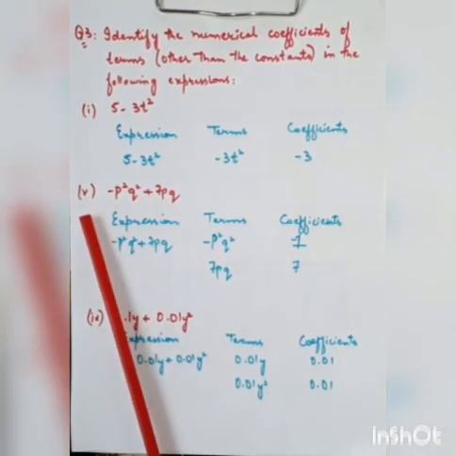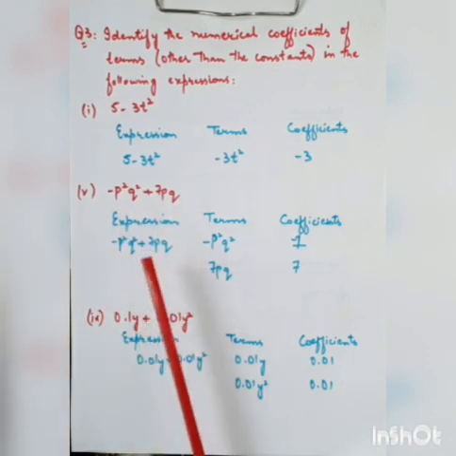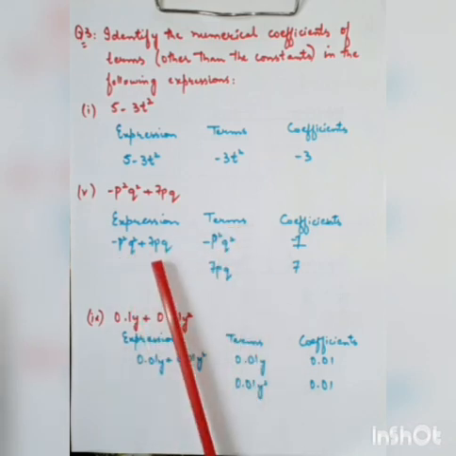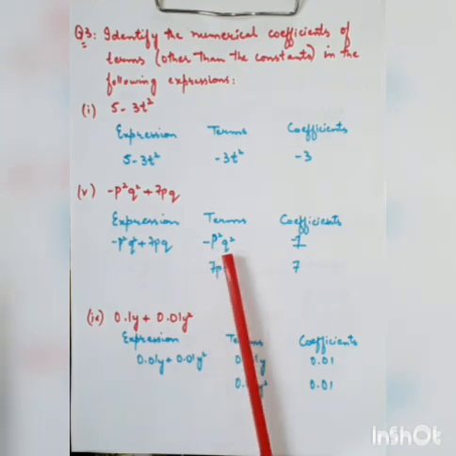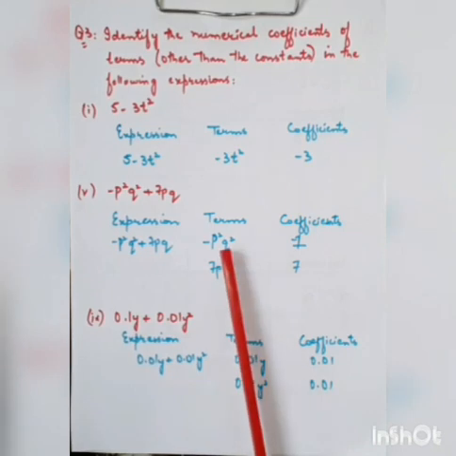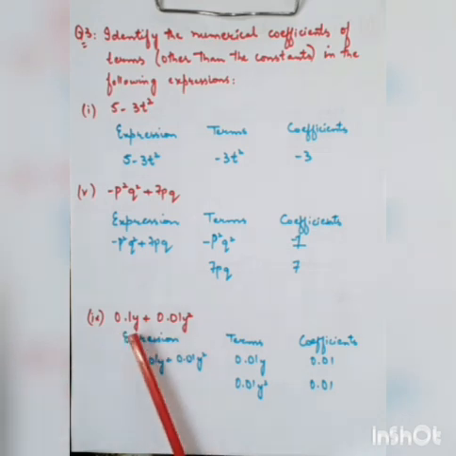Okay. The next, fifth part I have taken here, minus p square q square plus 7pq. The expression is minus p square q square plus 7pq. So we have two terms here, that is minus p square q square and 7pq. Now this minus p square q square has a coefficient of minus 1. I have already told you that if nothing is mentioned as the coefficient, it is 1, or minus 1 here. So here it is minus 1 and here it is 7. Then part 9th is 0.1y plus 0.01y square. So this is the expression. Then the terms are 0.01y and 0.01y square, and the coefficient is 0.01 and here also the coefficient is 0.01.